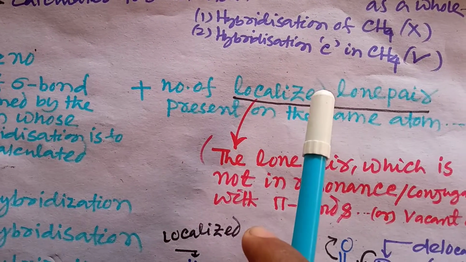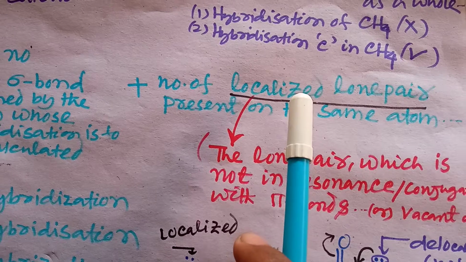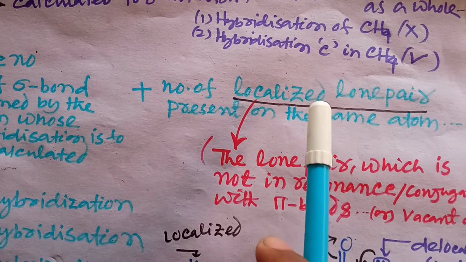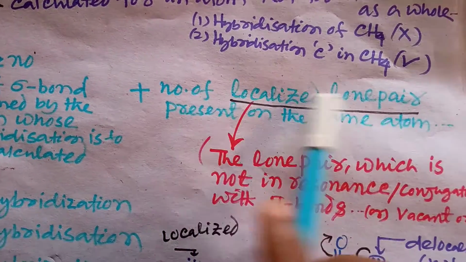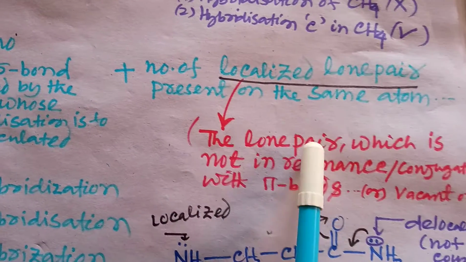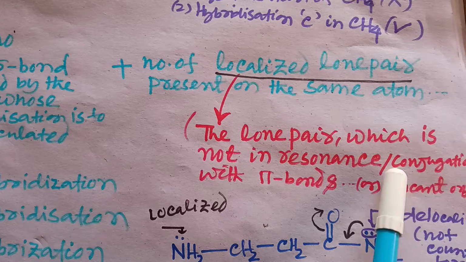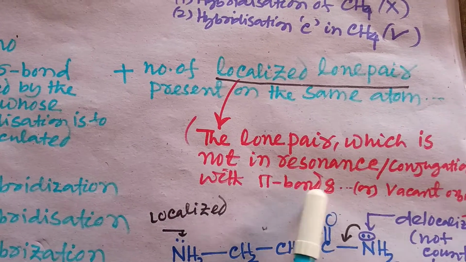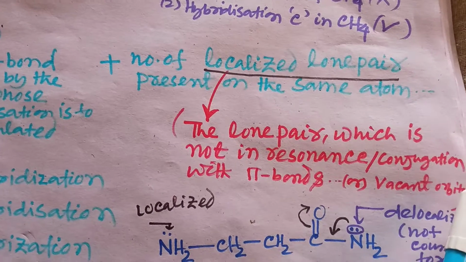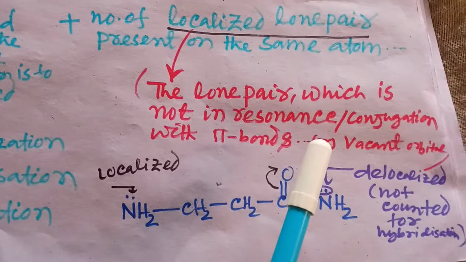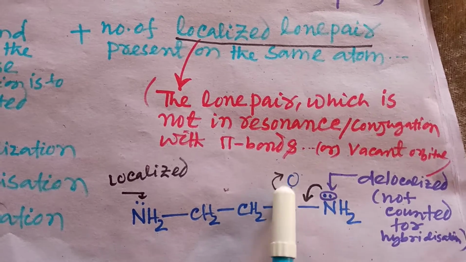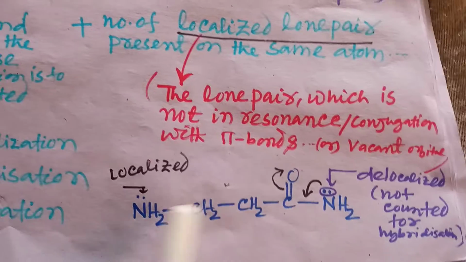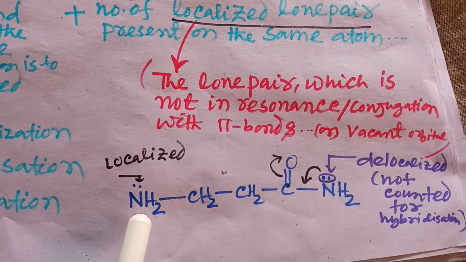Lone pairs are basically of two types: localized lone pair and delocalized lone pair. Localized lone pair means the lone pair which is not in resonance or conjugation with pi bonds or vacant orbitals, etc. And the delocalized lone pair means the lone pair which is in conjugation with a pi bond, something like this.